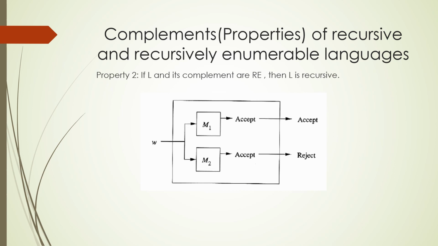So with the help of these Turing machines, I can say yes or no depending upon the input string which is passed to these Turing machines. Since I am able to produce yes and no, I can conclude that L is recursive.